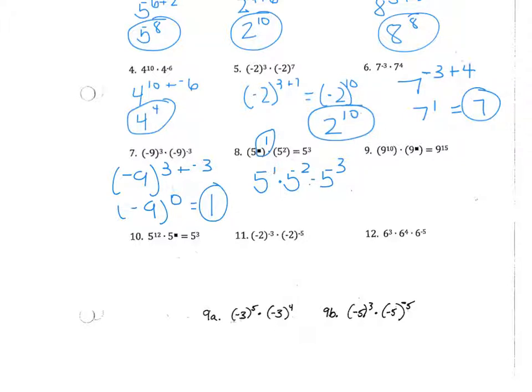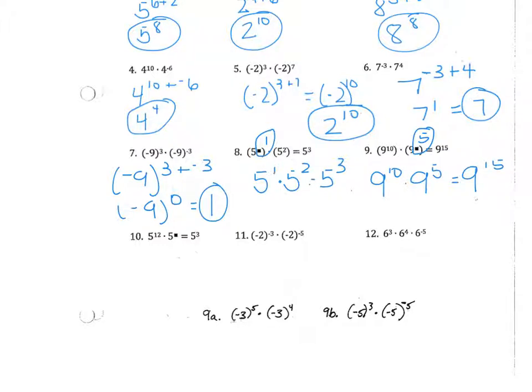All right, next one, number 9. 9 to the 10th power times 9 to something power equals 9 to the 15th. Well, in this case, that's got to be a 5 because 10 plus 5 is 15. So we know 9 to the 10th times 9 to the 5th equals 9 to the 15th power.